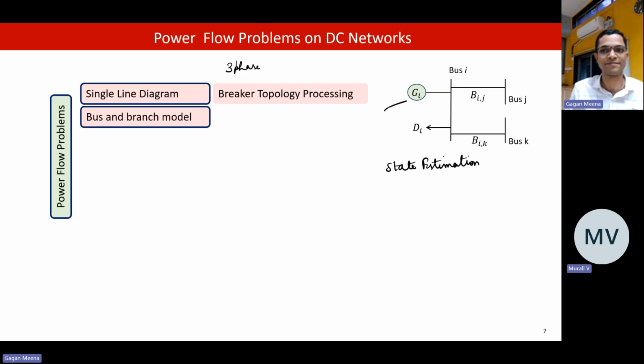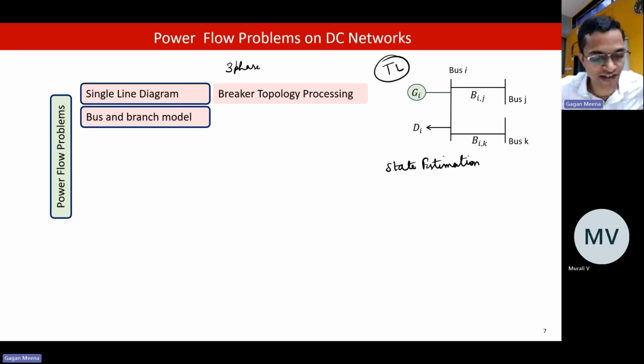Then this is the bus branch model. Here we are talking about the transmission system. We are only showing one line, but actually these are three phases. When we get this voltage magnitude and angle delta, this is for phase A. The other two phases we know are 120 degrees apart. The magnitude will be the same, only the angle differs, because it is balanced.